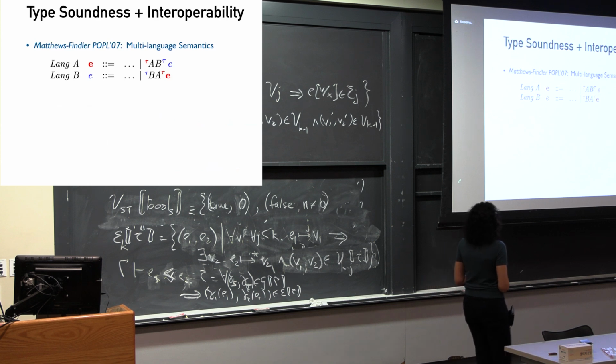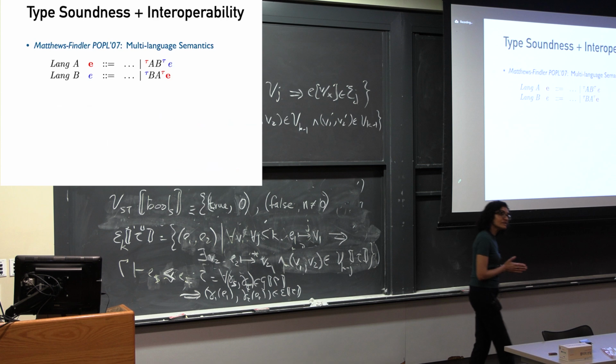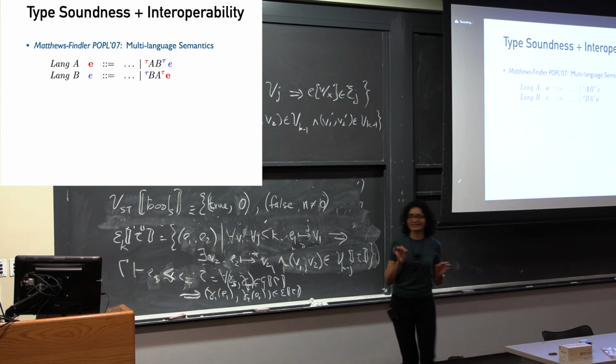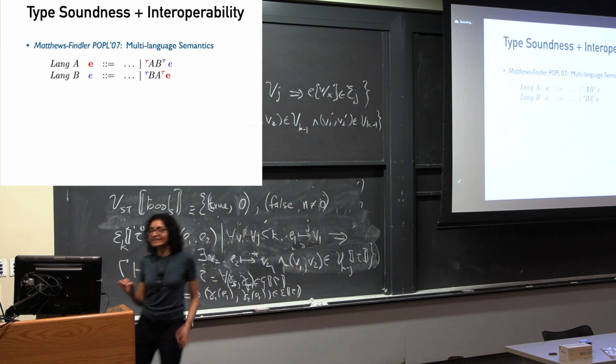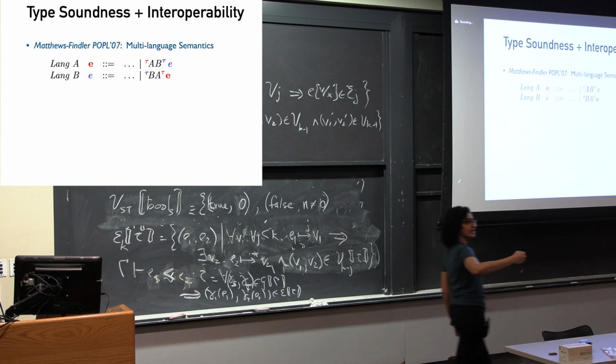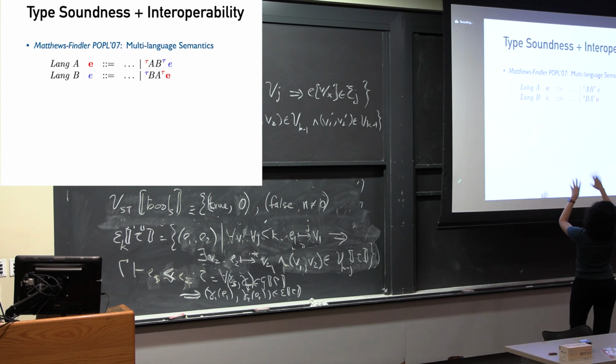Okay, so back in 2007, Jacob Matthews and Robbie Findler wrote this really nice paper. It was called Multi-Language Semantics. It was on multi-language semantics. I don't remember the exact title. But basically, it had this idea in it. If you have a language A, my red language, and you have a language B, my blue language, then take all of the terms of those languages, those are the dots, and then add 2 new syntactic forms.